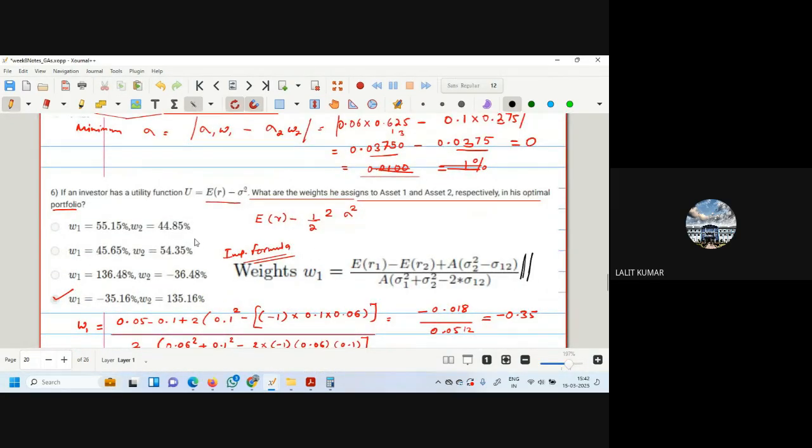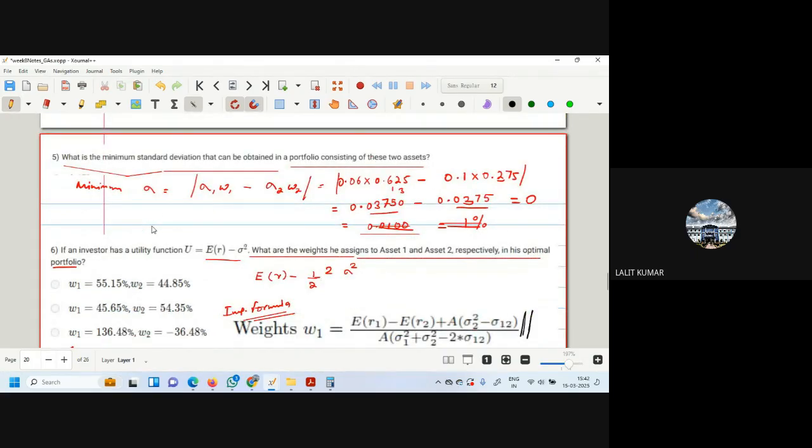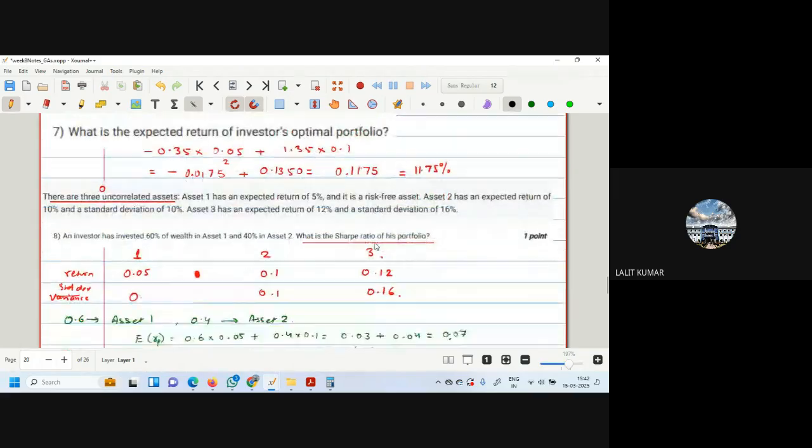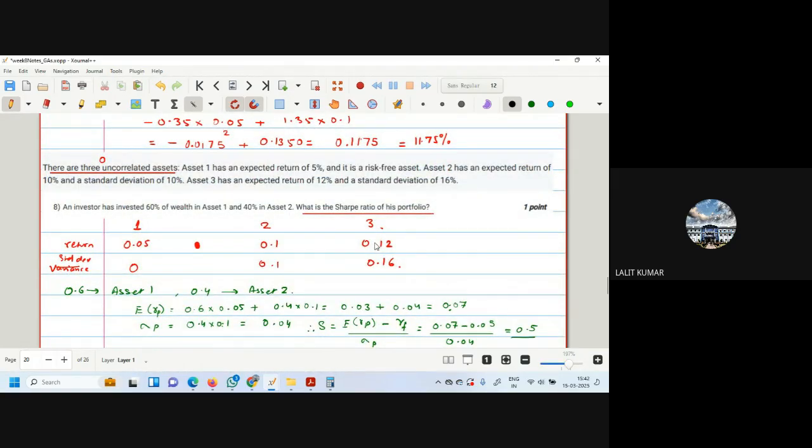So an investor has got a utility function like this. What are the weights he assigns to asset 1 and asset 2 respectively in his optimal portfolio? So this we have solved. What is the expected return of the optimal portfolio? Put W and 1 minus W, and we'll find this. Okay, now we come to the third question.